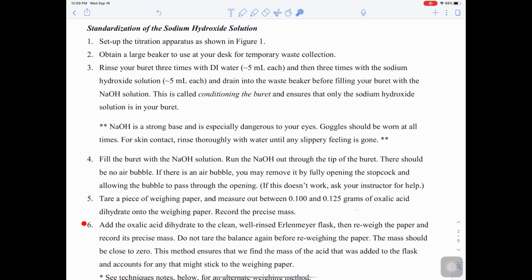Then I'm also following these steps here: tear the piece of paper, weighing paper, measuring out the oxalic acid, recording the precise mass. That's part that you have to do. Adding the acid to the flask, reweighing the paper, and then you need to record the mass again.